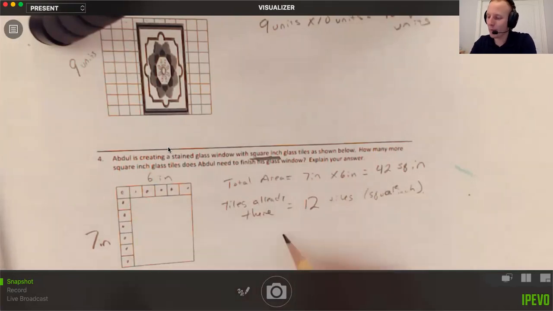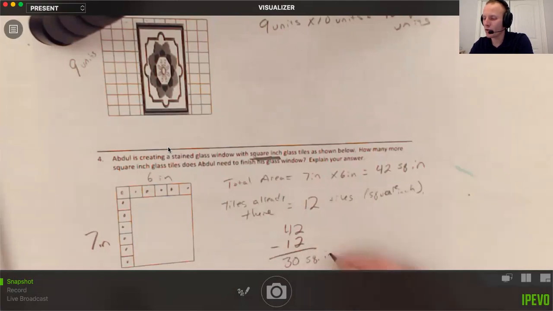So I have 42 total. I've already used 12, so I'm finding the difference. So 42 minus 12 is 30 square inch tiles is how many more he needs. And the way I can double check that, I could say, if I take the amount he still has to do and I add it to the amount he's already done, I should end up with the total area. Make sure that total space is covered. And yes, 30 plus 12 is 42.